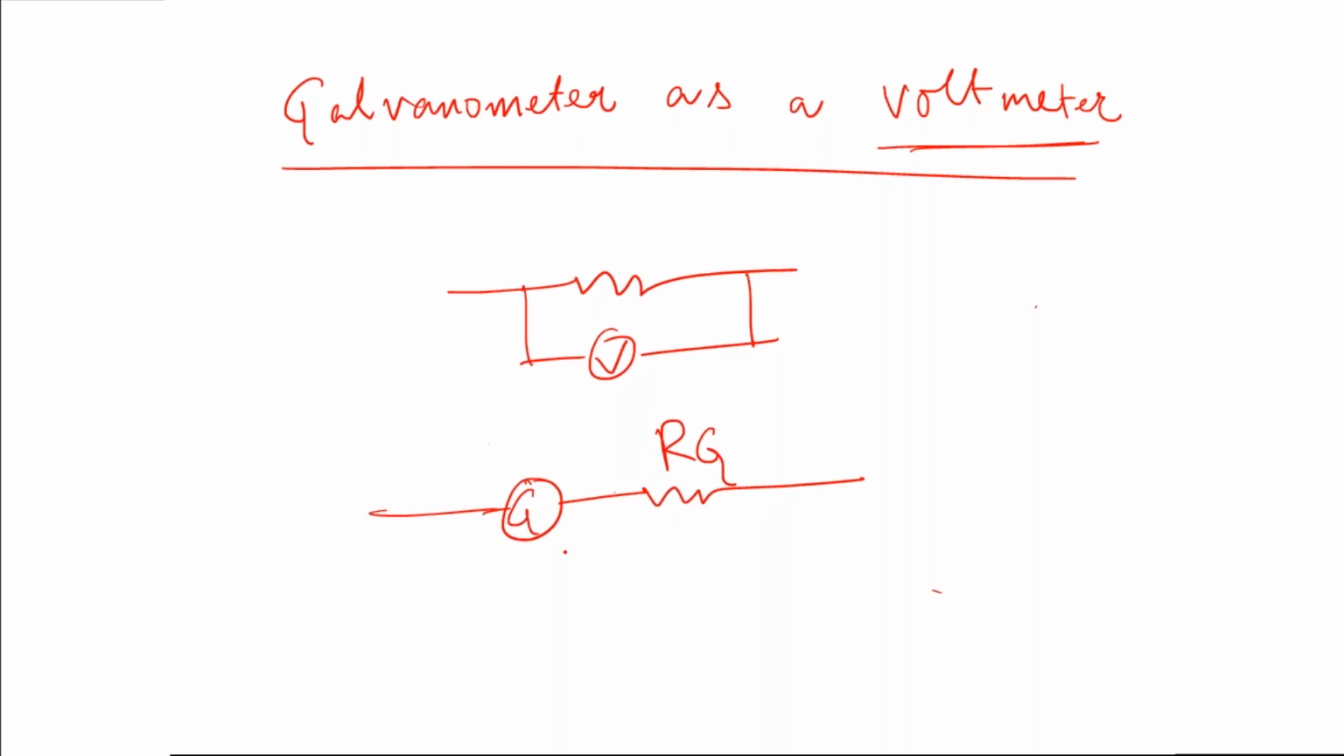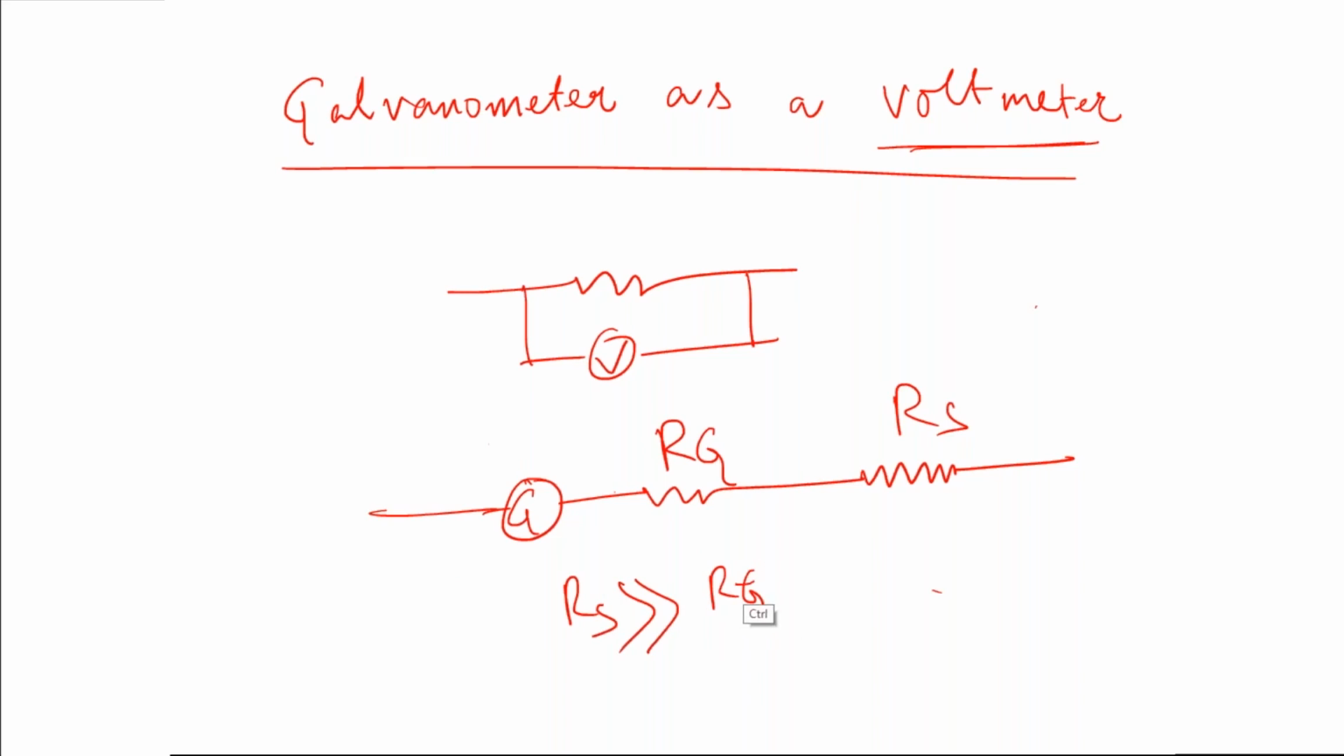So look here, RS is much greater than RG. So a huge resistance you have to connect in series with the galvanometer to use it as a voltmeter. If you want to use this as a voltmeter, look what will happen in this case if we use a very huge resistance in series of the galvanometer.